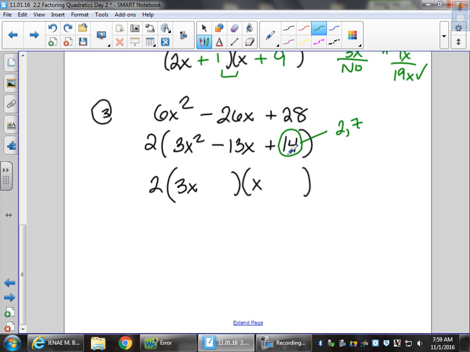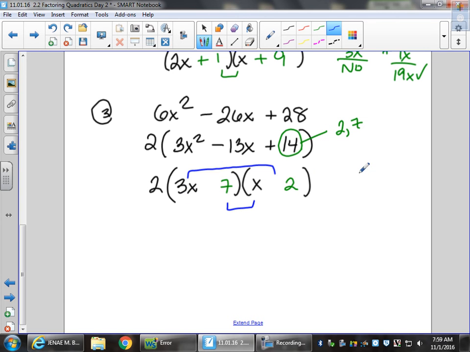Yes. Well, I don't know. We want to try 2 and 7 first, but maybe we will have to try 14 and 1. We'll see. Where do you want to try 2 and where do you want to try 7? 7 is the inner. Here? Yeah. 7 right here? And a 2 right here? We're now going to guess and check. What's the saying? What's our phrase? Outer, inner, add to middle.